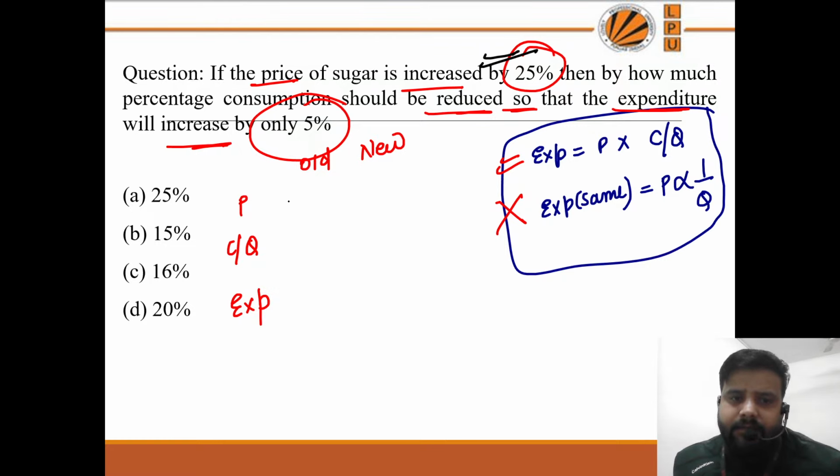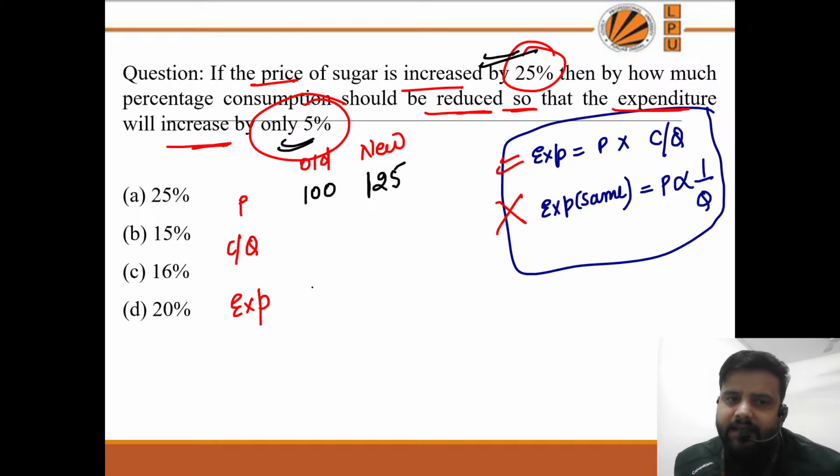Price is increased by 25%. It means price initially was 100. Now it is 125. Getting it? Quantity, we don't know what will happen, but expenditure is increasing by 5%. It means what? If we assume something as an expenditure, it will increase by 5%.